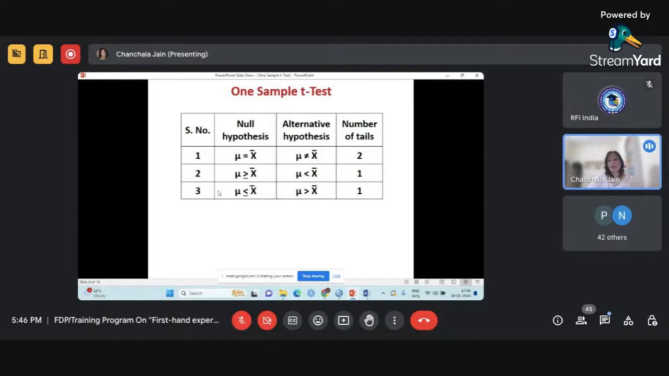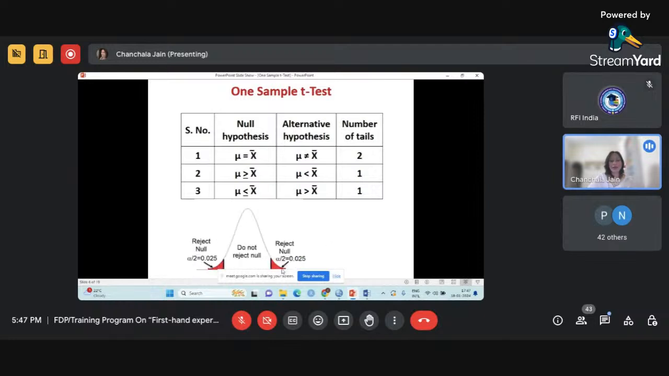But when we are clearly saying that mu is greater than or equal to x bar, or I'm saying mu is less than x bar, in such case, this is a one-tailed test, right? Then again, the third condition can be mu less than or equal to x bar and mu greater than x bar. In such case also, we are clearly saying whether the mu is less than or greater than. In that case it is a one-tailed test hypothesis, right?